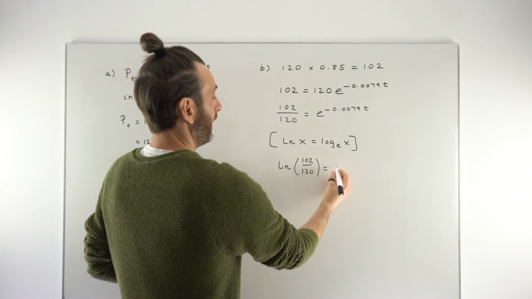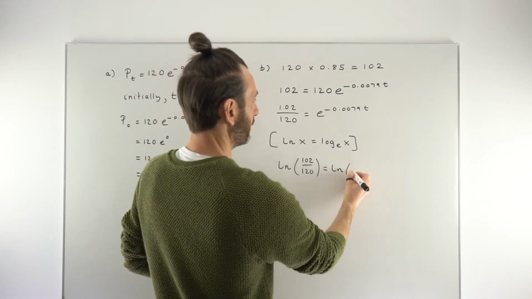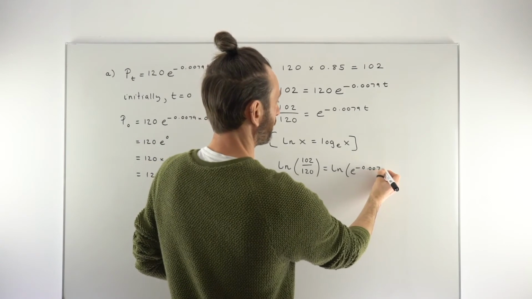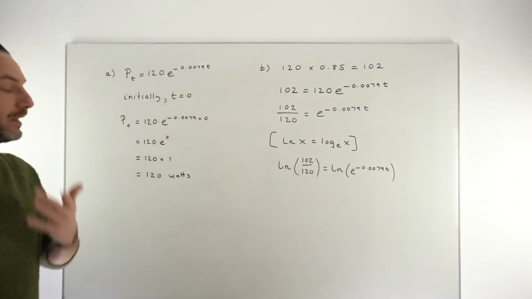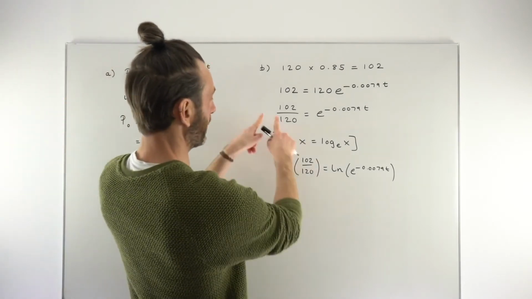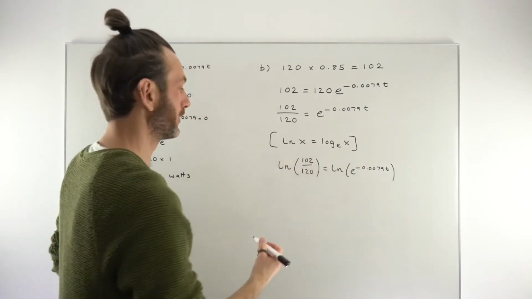So we're taking the ln of both sides, so log to base e of this, so ln 102 divided by 120. And then you can write this in if you wish. I'm just going to write it in to show you. So ln of e to the minus 0.0079t like this. Okay, and all that we've done there is just to put an ln here and an ln here, doing the same thing to both sides of an equation. You're always allowed to do that.